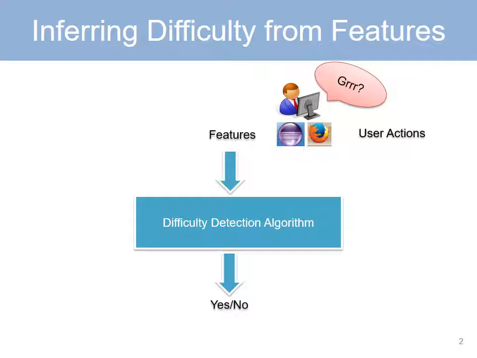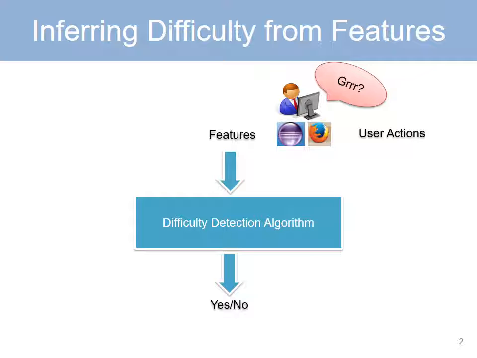So the problem we are working on is difficulty detection. We assume that the user is a programmer interacting with the programming environment and maybe a browser. And we'd like to determine if the programmer is facing difficulty at a certain point in time. The way we do it is by logging users' interaction with the interactive tools, extracting features from these actions, and using these features as input to a difficulty detection algorithm that tells us whether the answer is yes or no for the difficulty.